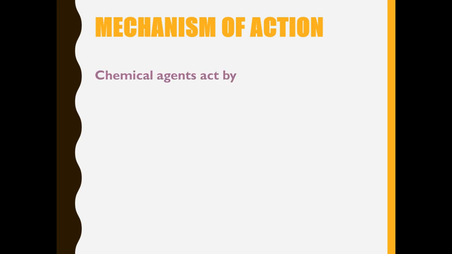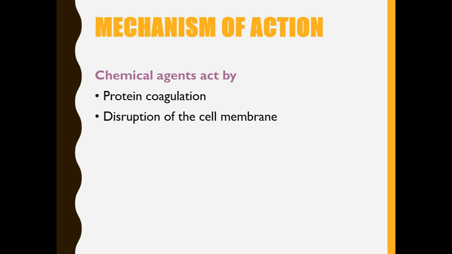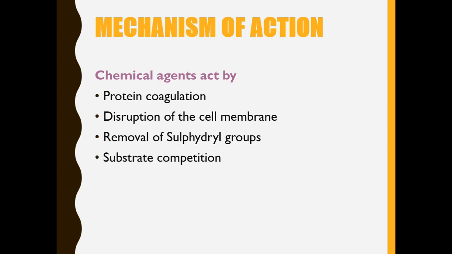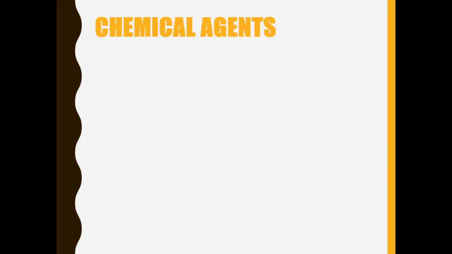Then the most important aspect is the mechanism of action of this disinfectant. These chemical agents, that is disinfectants, can act in various ways. These are the various mechanisms by which they can act: by protein coagulation, they coagulate the protein of the cell. Then they may disrupt the cell membrane, acting on the cell membrane and will be able to kill the cell. They are also able to remove the sulfhydryl group in the cell and will interfere with the cell metabolism. The next important one is that they may compete with the substrate, that is substrate competition, and if they are able to compete for the substrate, they will be able to kill the bacteria more easily.